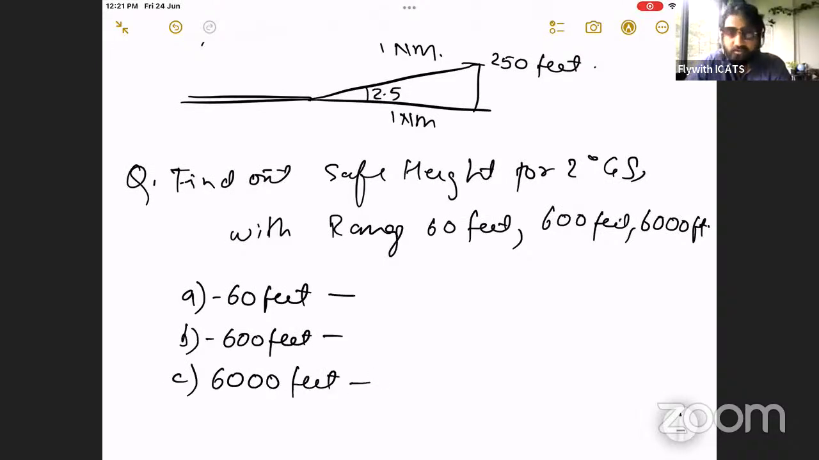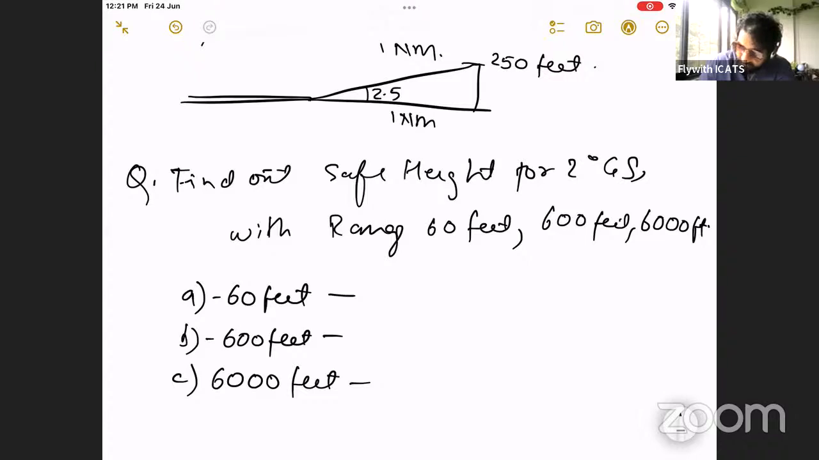Now, which formula will you use? ROD is not applicable because your range is 1 nautical mile in the ROD formula, feet per minute, nautical mile. So you'll simply use the 1 by 60 formula because the range anyway is directly given in feet. So use quickly the 1 by 60 formula and quickly give me the answers to these three.